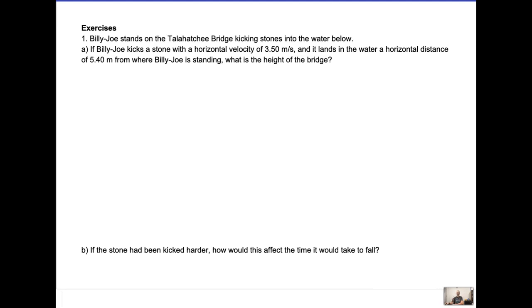Hey, it's Horner, and these are the projectile motion exercises, and we're going to do number 1 through number 4. All right, here we go.